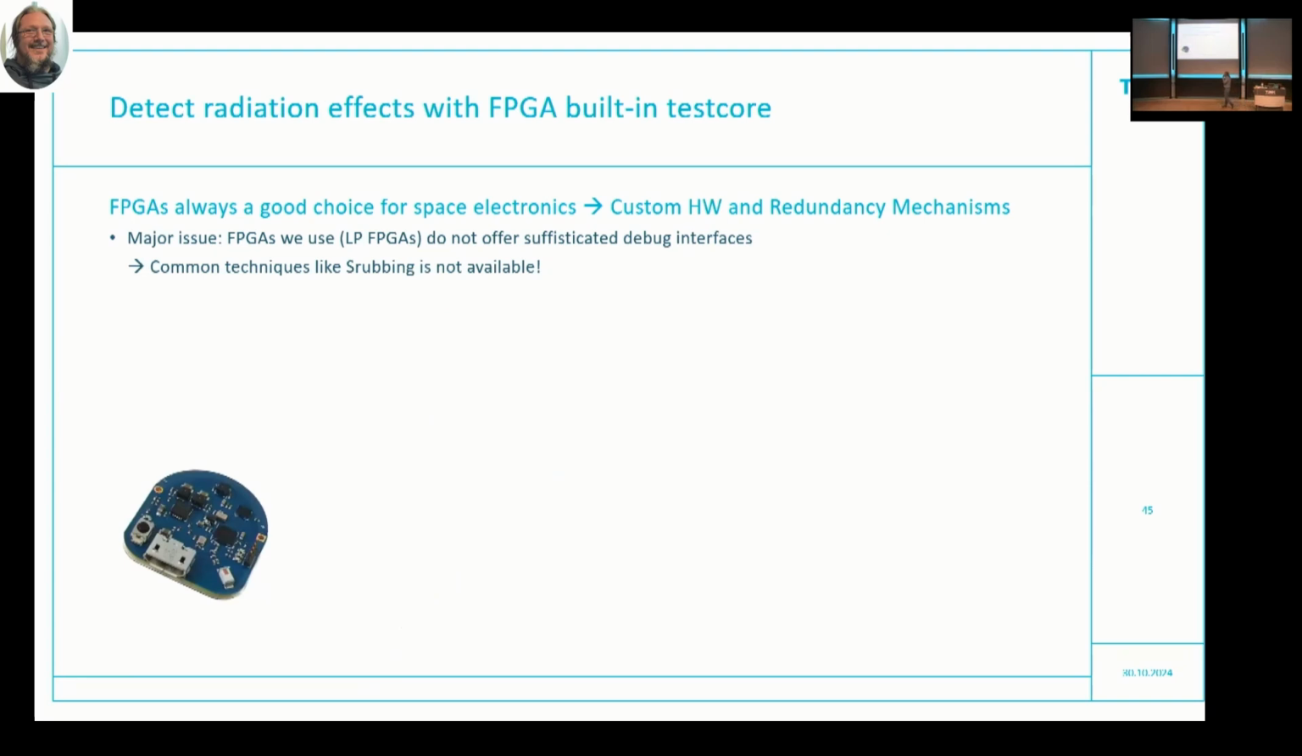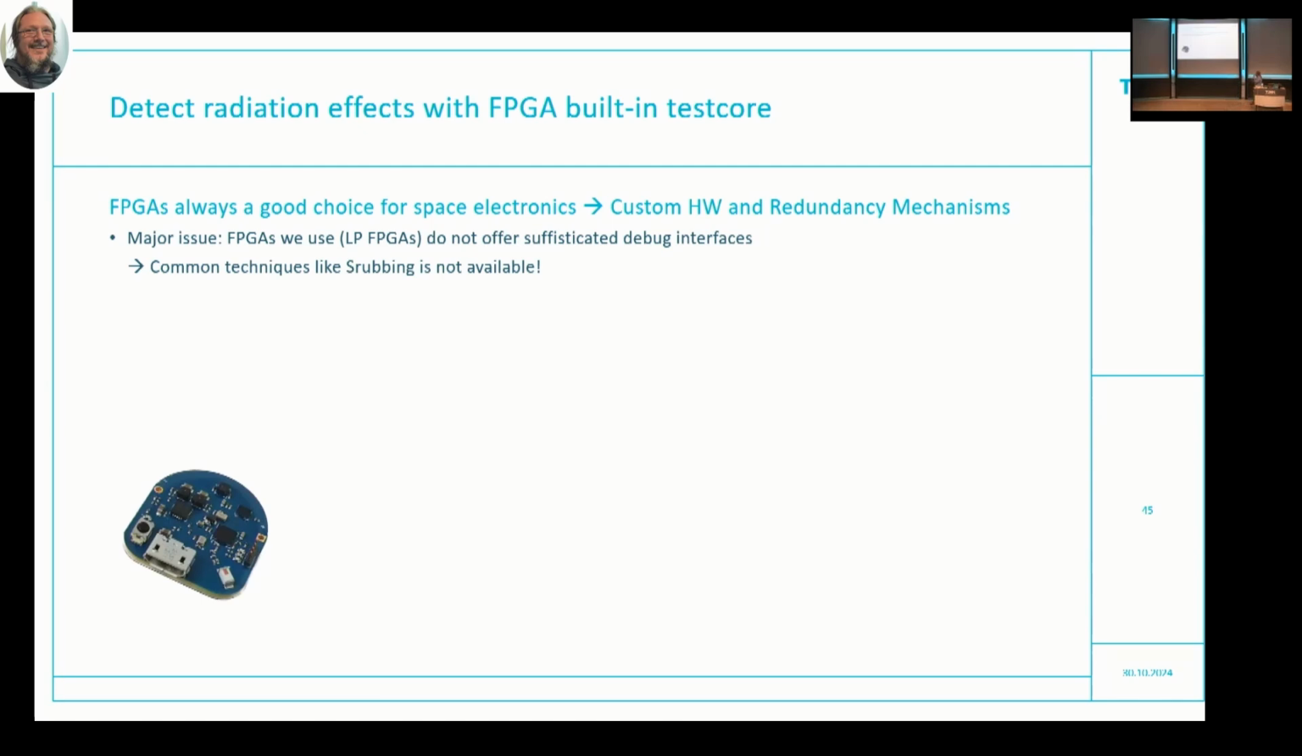So therefore, I will just briefly go into some things that we are doing here in our group. One thing that we are focusing on is how we can detect radiation errors that are happening in our FPGA structure. FPGAs are pretty nice in space. You can implement your own hardware, and your own mechanisms to be protected against SEUs. But it could also happen that you have issues and you want to detect them.